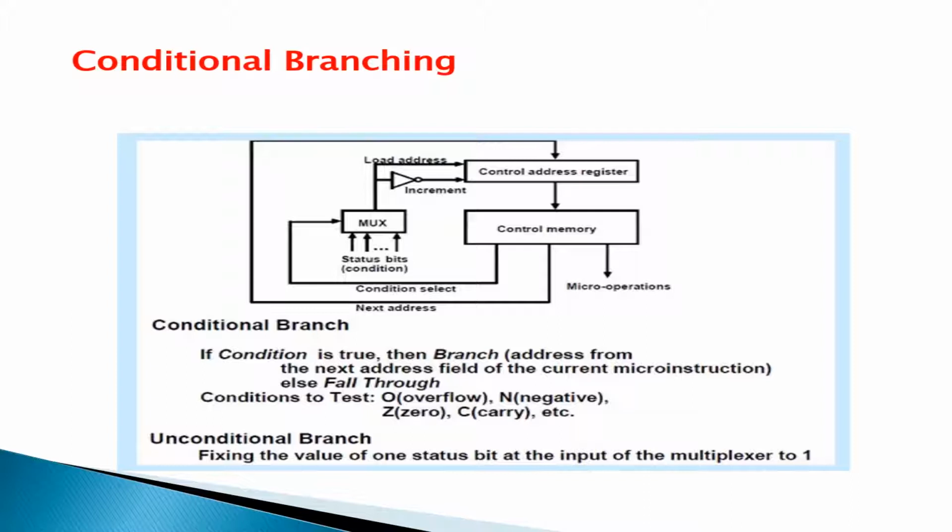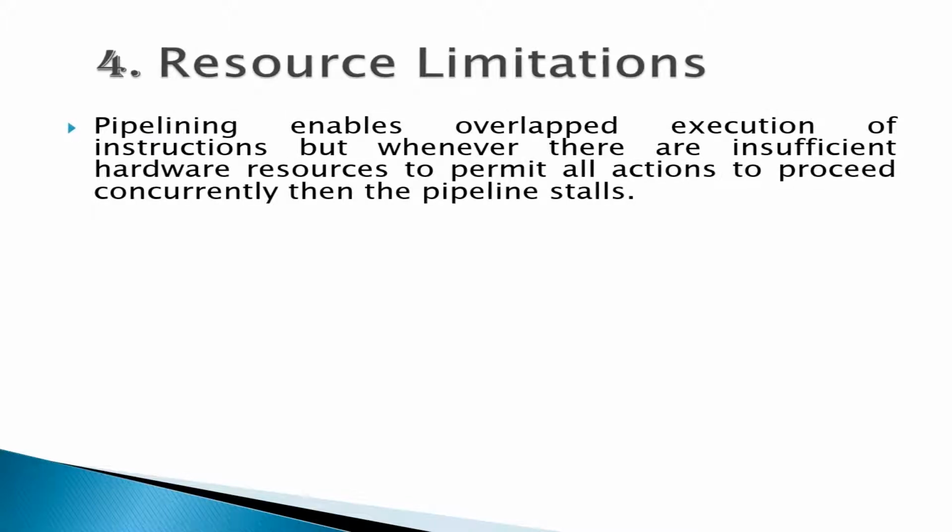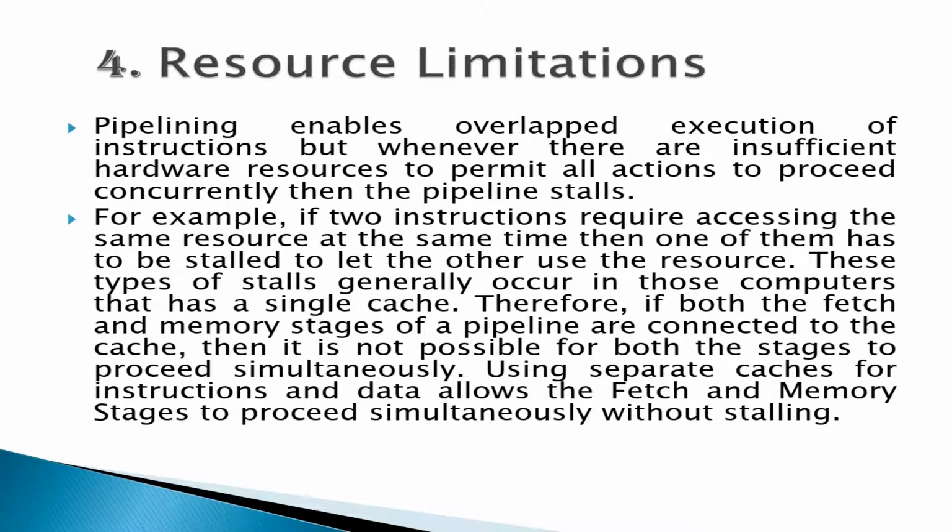4. Resource limitations. Pipelining enables overlapped execution of instructions, but whenever there are insufficient hardware resources to permit all actions to proceed concurrently, then the pipeline stalls. For example, if two instructions require accessing the same resource at the same time, then one of them has to be stalled to let the other use the resource. Using separate caches for instructions and data allows the fetch and memory stages to proceed simultaneously without stalling.